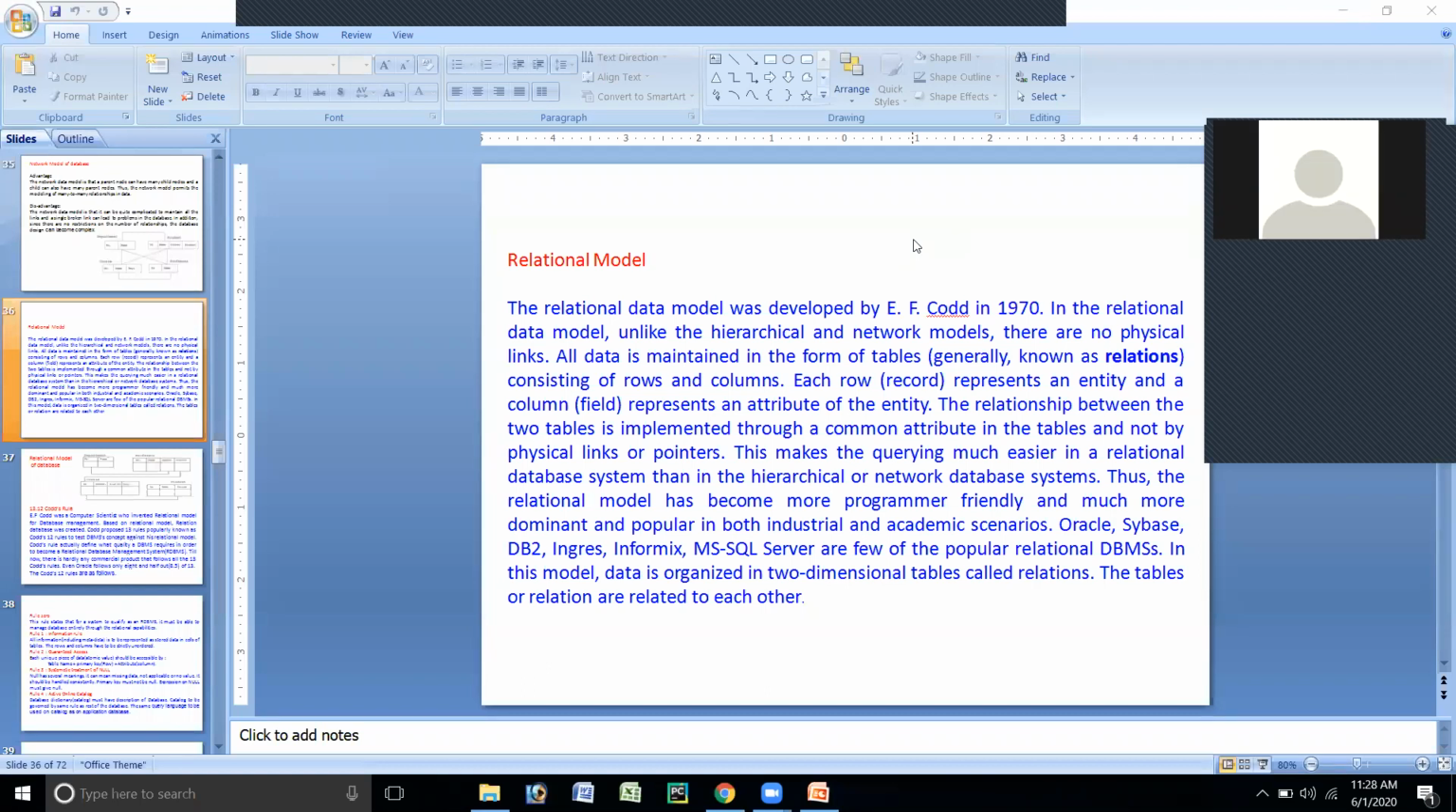Yes, sir. Next, this makes the querying much easier in a relational database system than in the hierarchical or network database systems. The advantage we get is querying. Query, I have already defined in the last class. What is a query? Can you explain? Can you define that? What is a query? In the last class I defined that. Can anyone say what a query is?